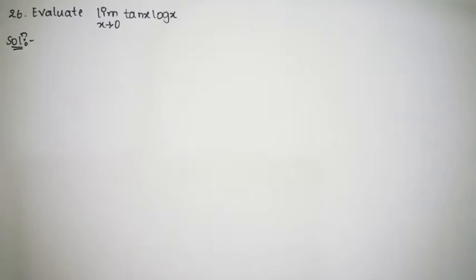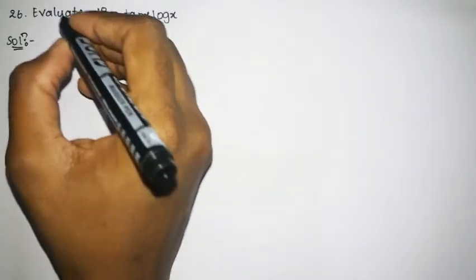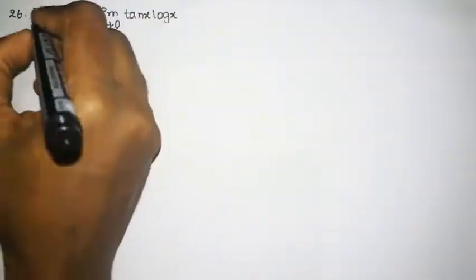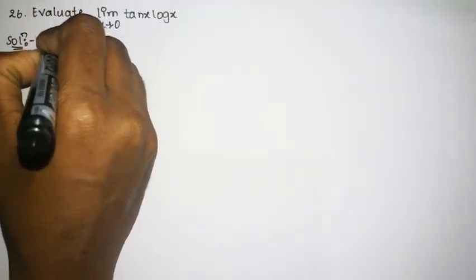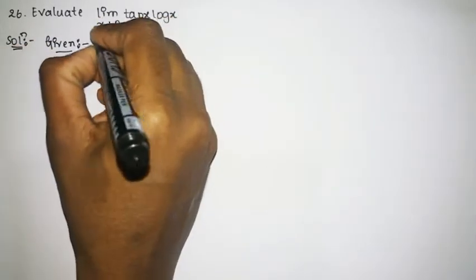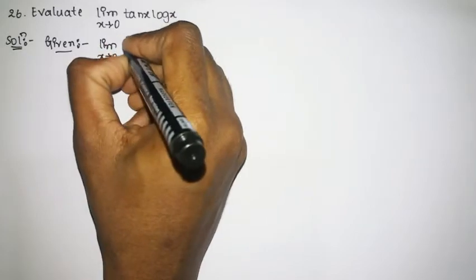Today we shall discuss the next problem using the limits of the form 0 cross infinity. So evaluate limit as x tends to 0 of tan x into log x. So first we shall write the given. So the given is limit as x tends to 0 tan x into log x.